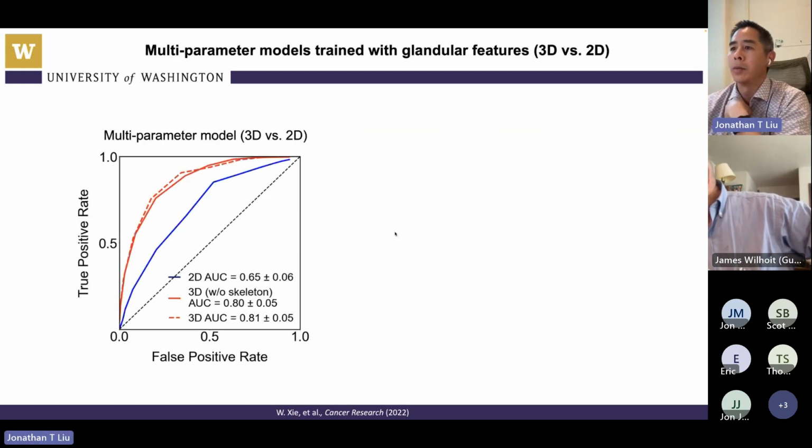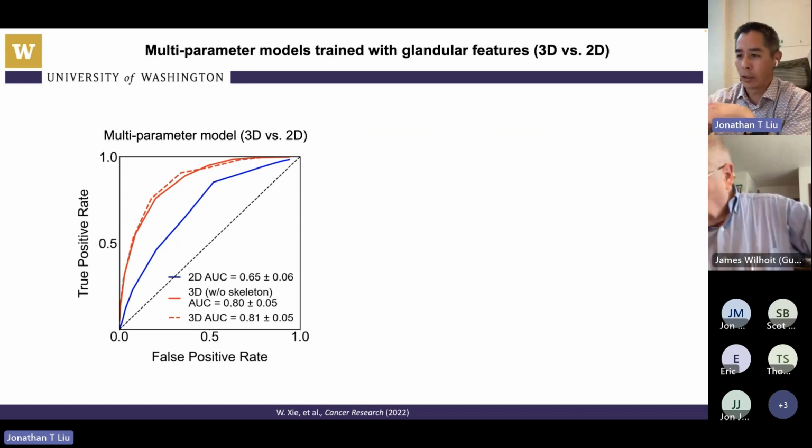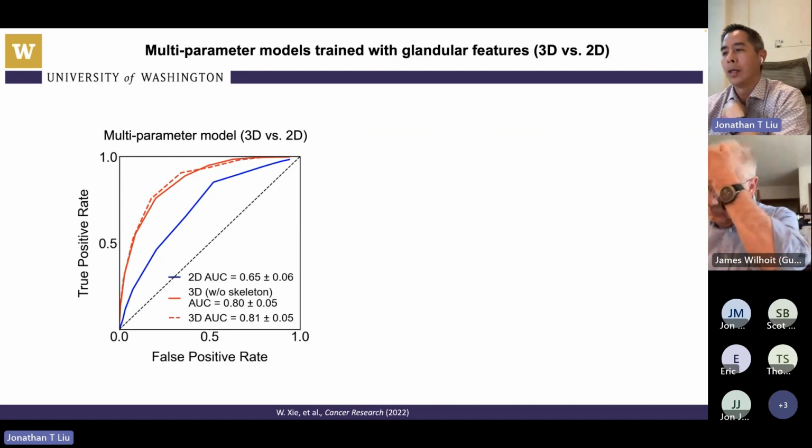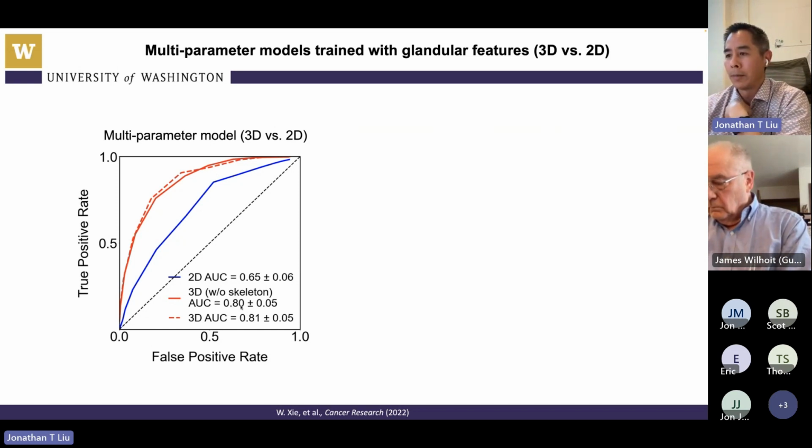Another way to look at the data, well, before I get to that, here's if we look at multiple parameters. So we had about 12 parameters that we extracted from these glands. These are physical parameters like curvature, density, tortuosity, like how curved are they, how tortuous and twisted are they. So we took about a dozen of these features, ran it into a multi-parameter machine classifier. And again, you see with the 3D multi-parameter model, the area under the curve is higher by quite a bit compared to the 2D model.